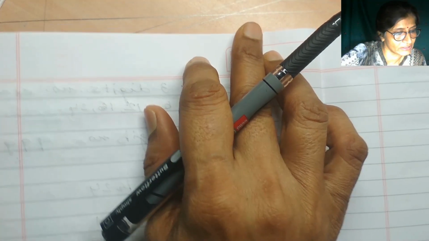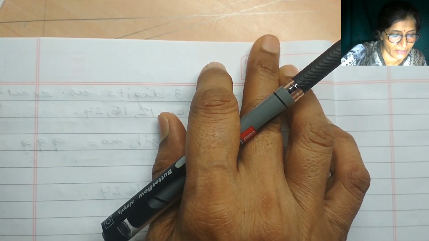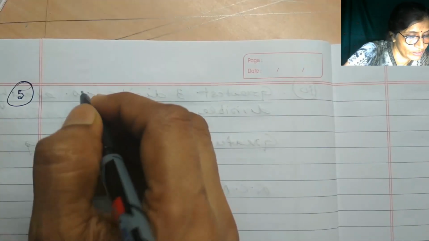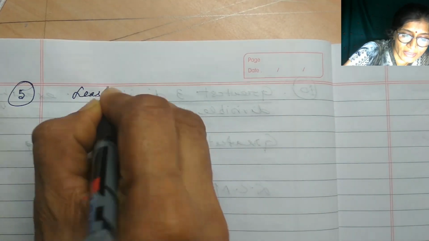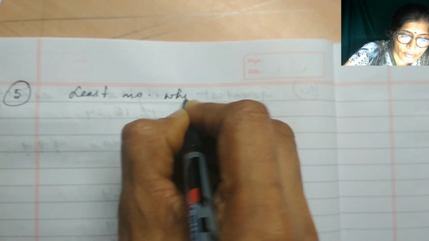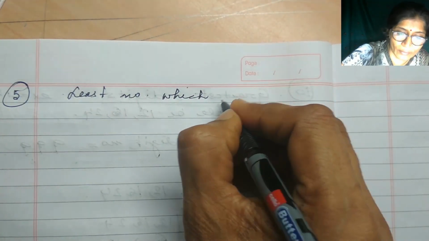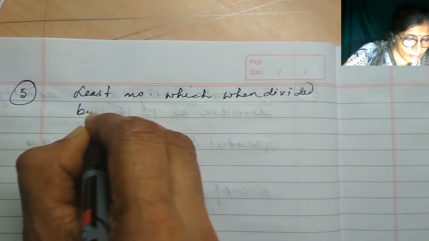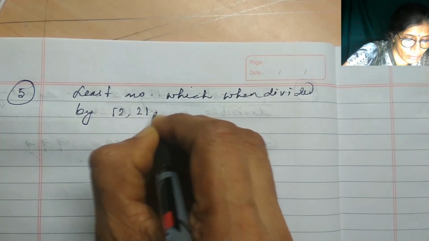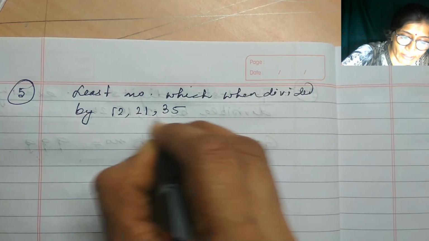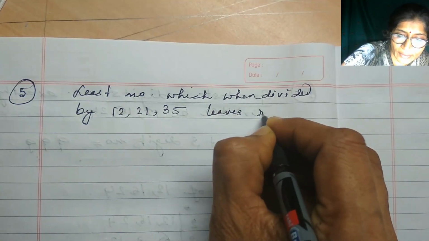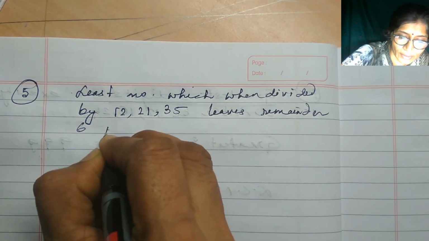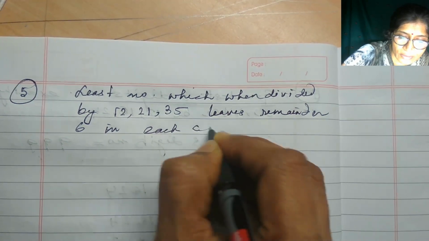Next sum is the fifth number sum. What will be the least number which when divided by 12, 21, 35 leaves a remainder 6 in each case?